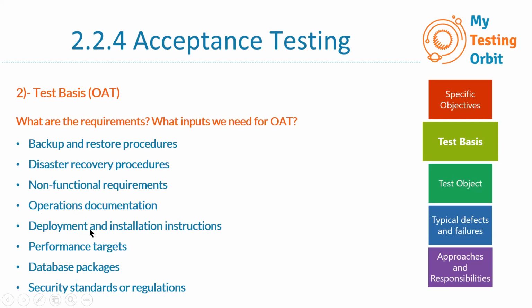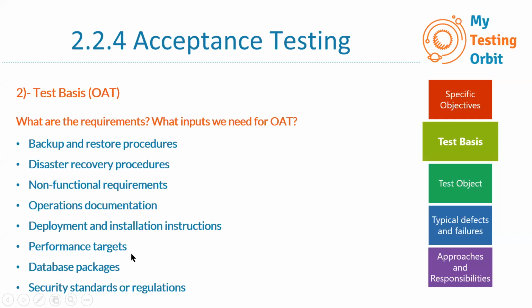Then come deployment and installation instructions. Whenever there is a project which has been deployed under OAT, then come the deployment steps: when we are deploying it to a new environment or production environment, how it will be deployed. So there needs to be some process for that as well. Performance targets. If performance testing is required, then what is the acceptance criteria for that performance testing? What would be the targets which we are trying to achieve? Those need to be identified.